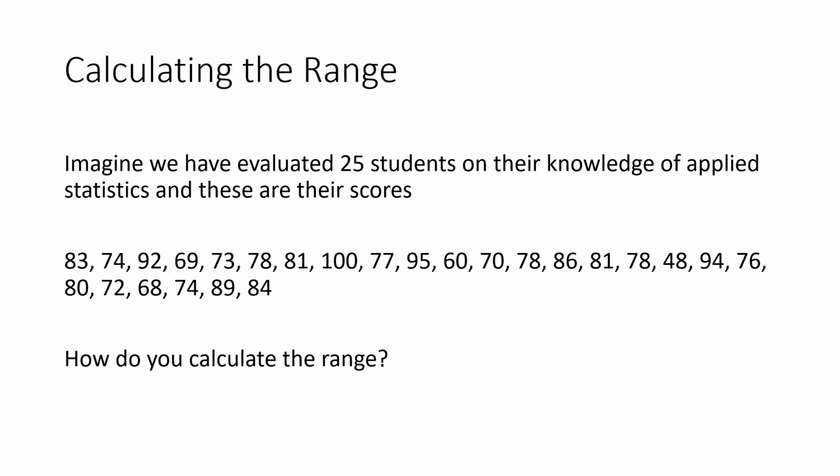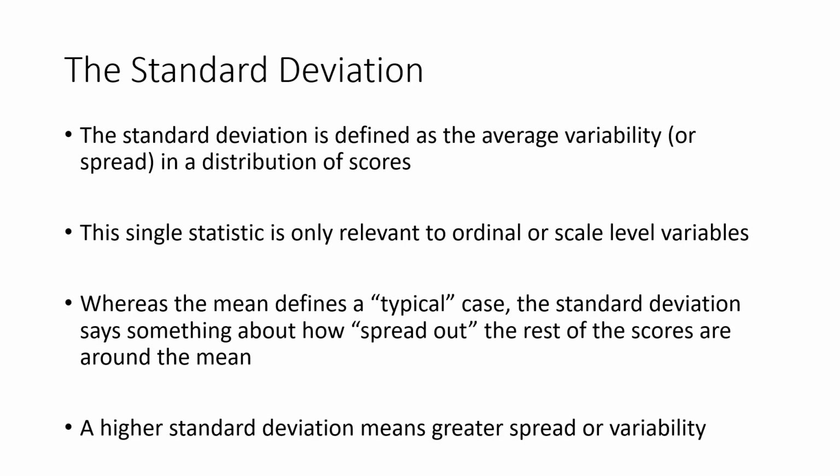In order to calculate the range, as I said, it's very simple. You simply take the highest number, 100, and you subtract from it the lowest number, which is 48. So take a moment to calculate that score, and let's see if you get it right. Okay, if you calculated the range correctly, remember this is 100 minus 48, then you get a score of 52. So for this distribution of the 25 scores that we're looking at, the range is 52.